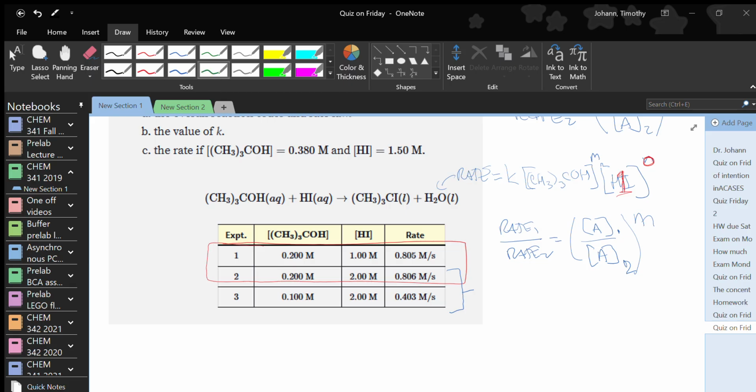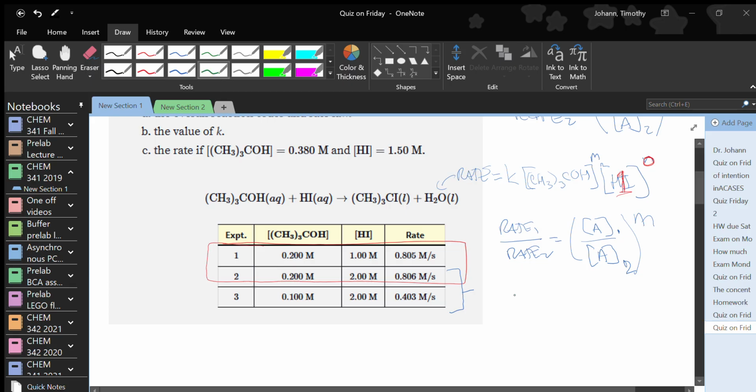So let's go ahead and put those numbers in. So now I have my rate 1, which I'm going to take the top one for that, is going to be 0.806 molar per second. And then my rate 2 is going to be 0.403 molar per second. And my concentration one, the one that goes with the top rate, is going to be 0.200 molar. And my bottom concentration is going to be 0.100 molar to the m.